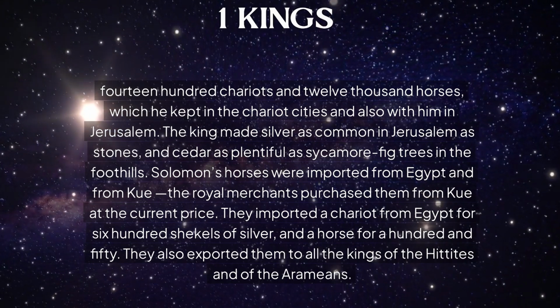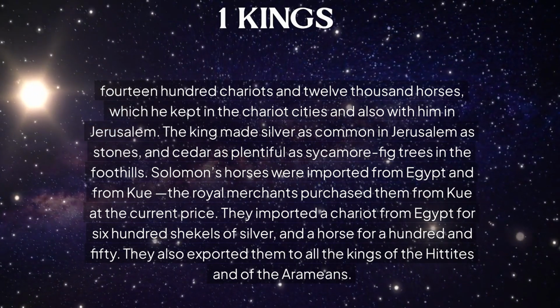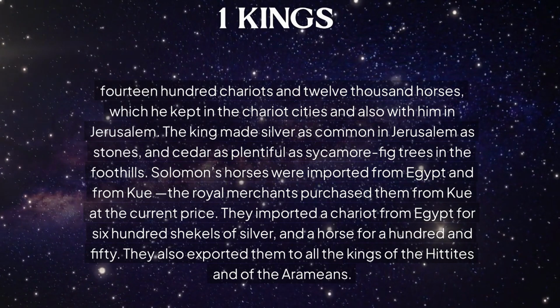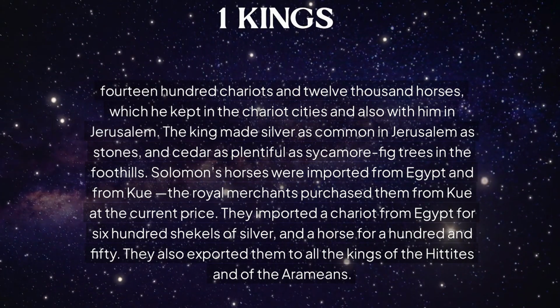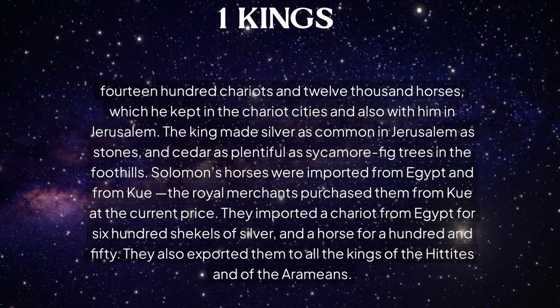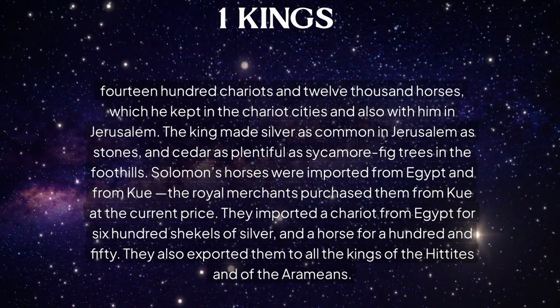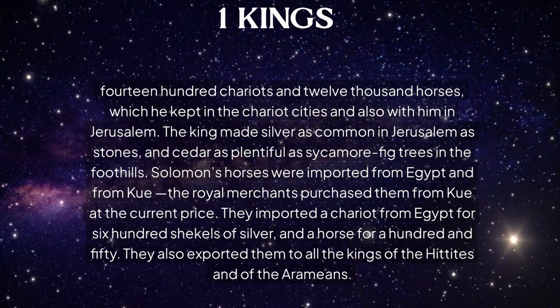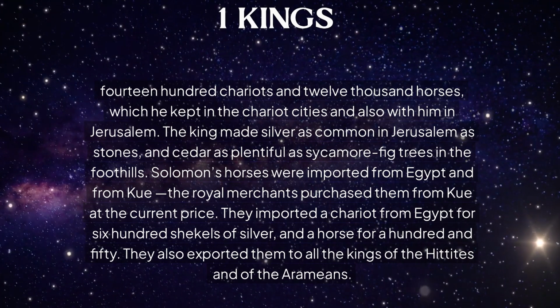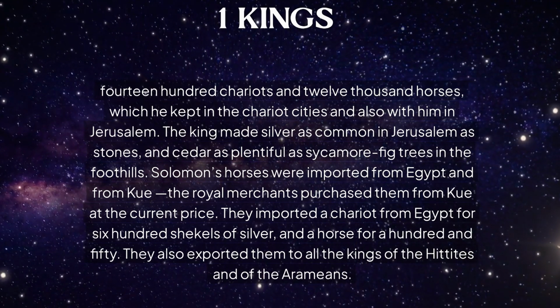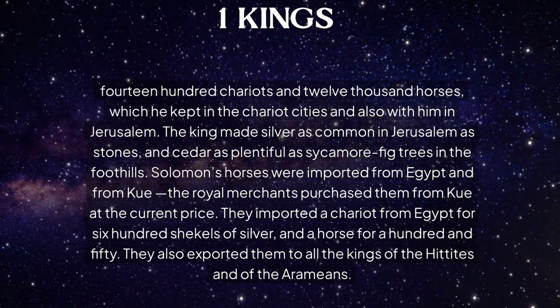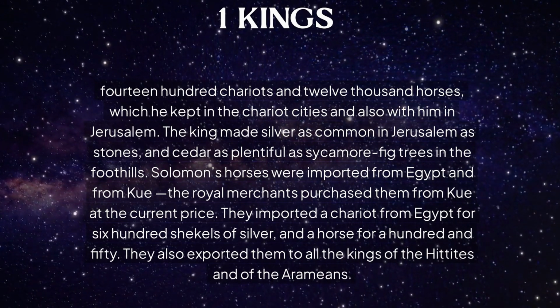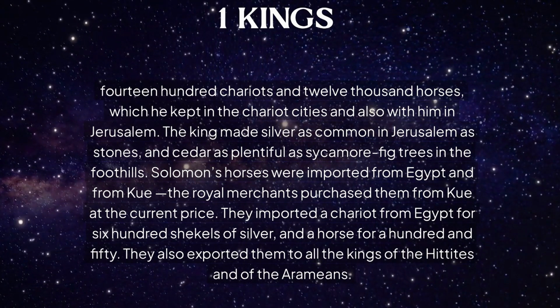The king made silver as common in Jerusalem as stones, and cedar as plentiful as sycamore fig trees in the foothills. Solomon's horses were imported from Egypt, and from Kue the royal merchants purchased them at the current price. They imported a chariot from Egypt for 600 shekels of silver, and a horse for 150. They also exported them to all the kings of the Hittites and of the Aramaeans.